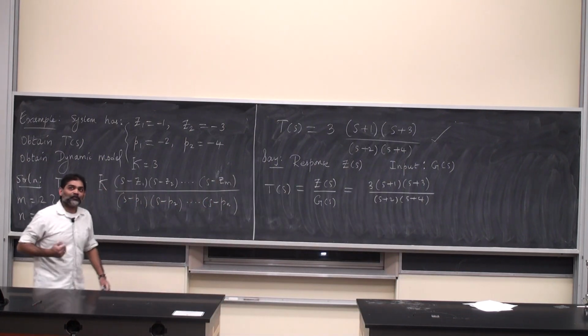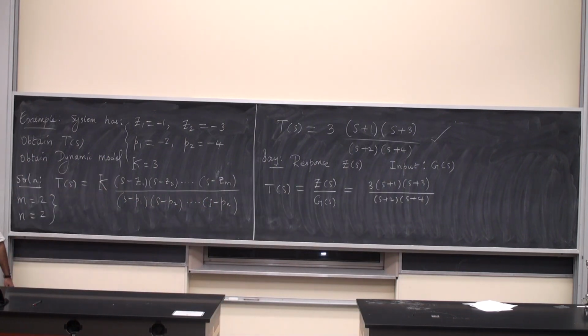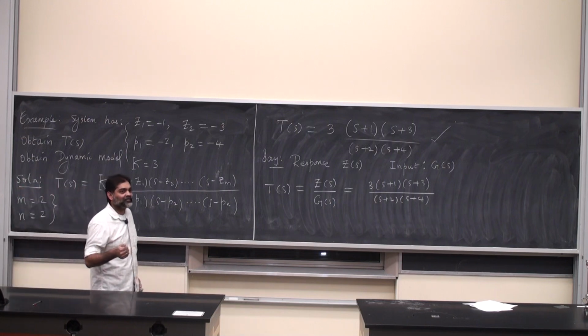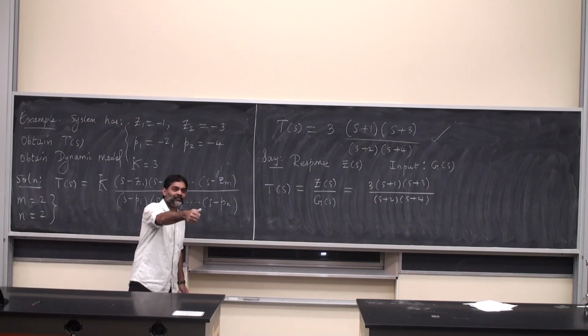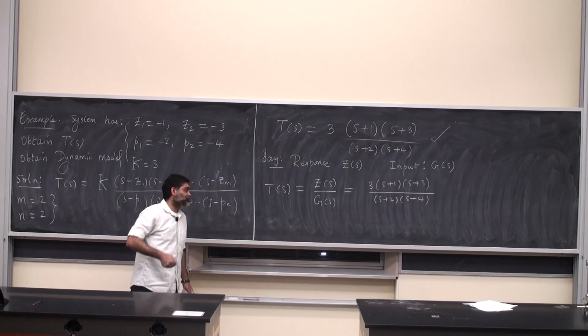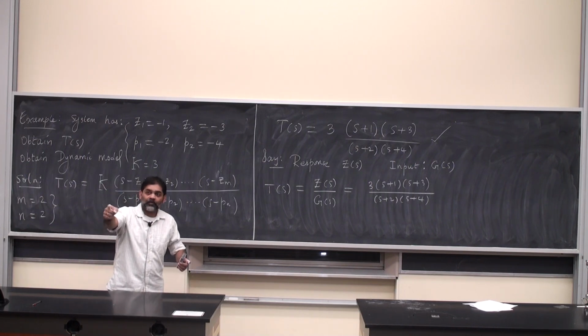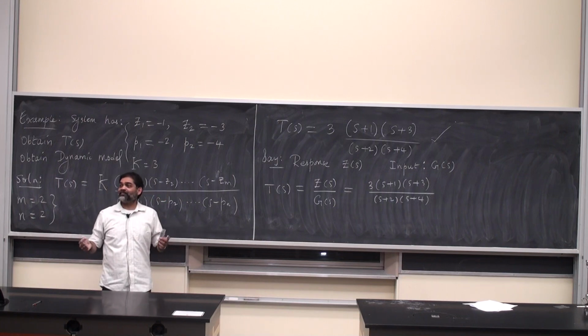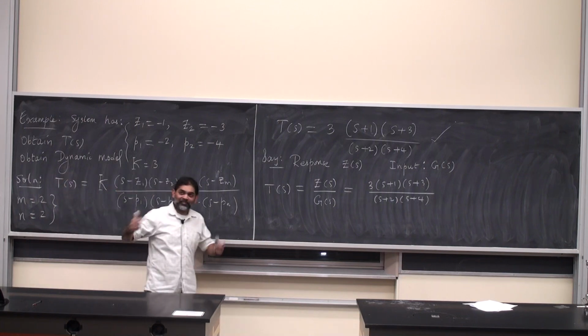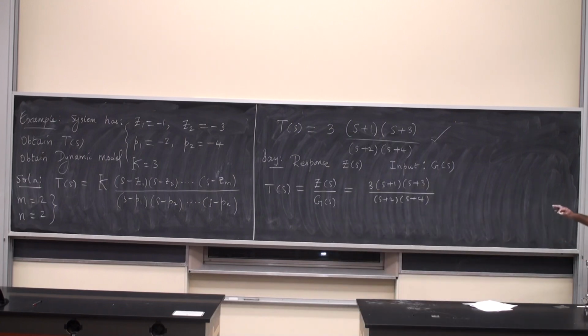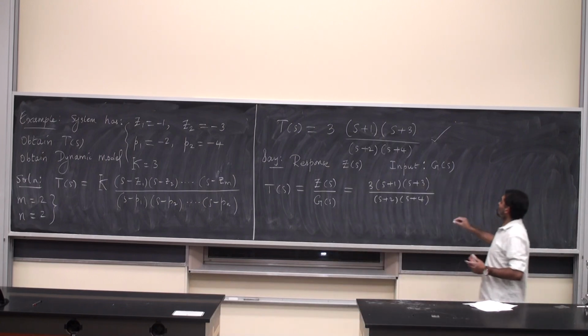Do you all see where we are going with this? What should be my next step? Yes, I'd expand the top and bottom. Expand the top and the bottom, and then? Kind of like cross multiplication. Cross multiplication, and then? Inverse Laplace. Inverse Laplace, and then we go. Great stuff. That's exactly what I'm going to do. Multiply the top and the bottom.